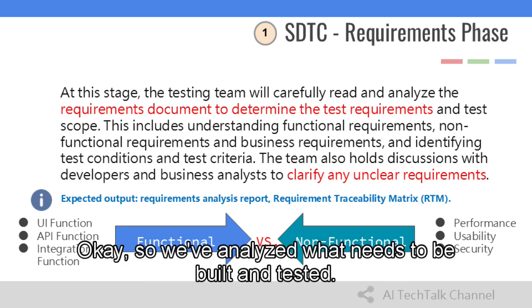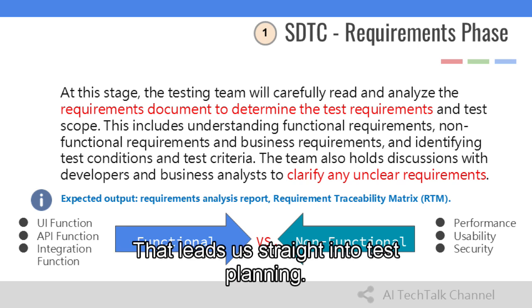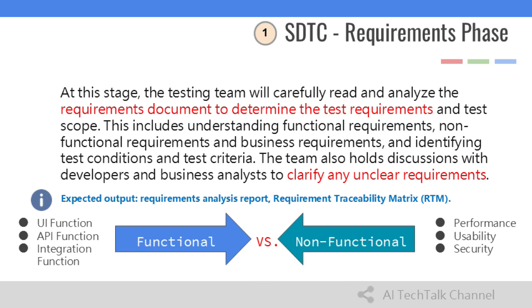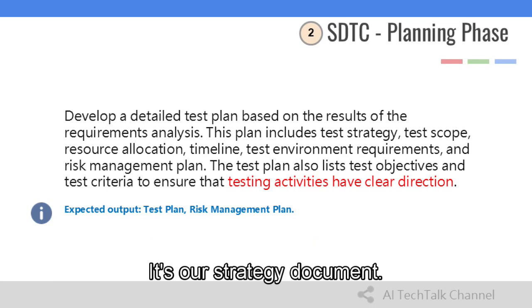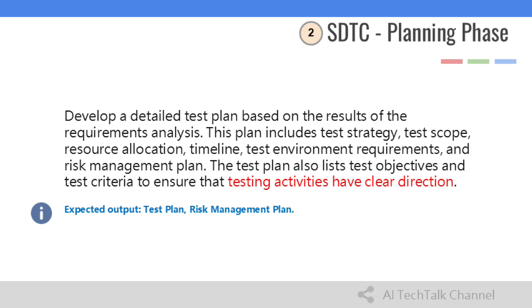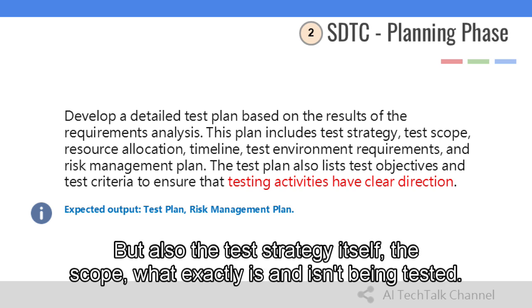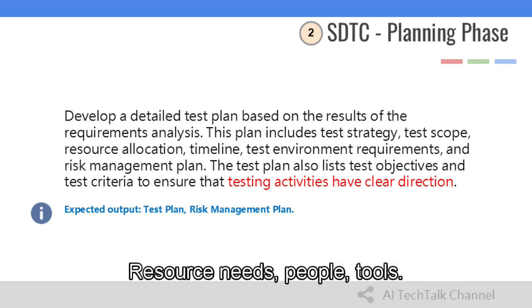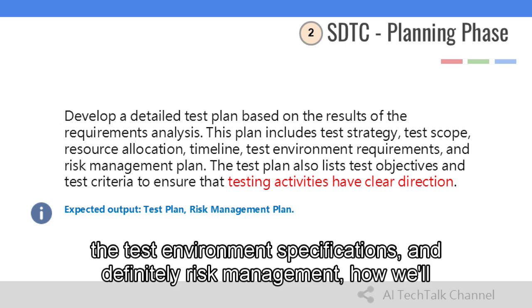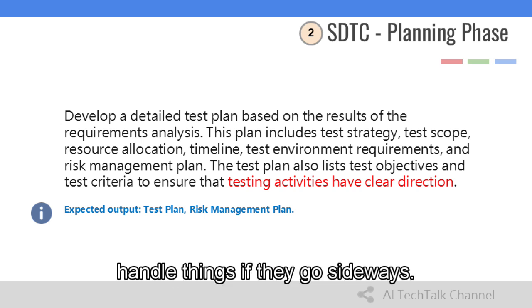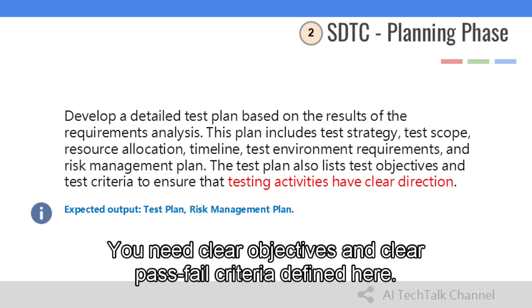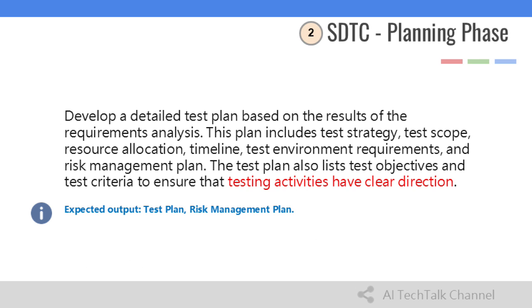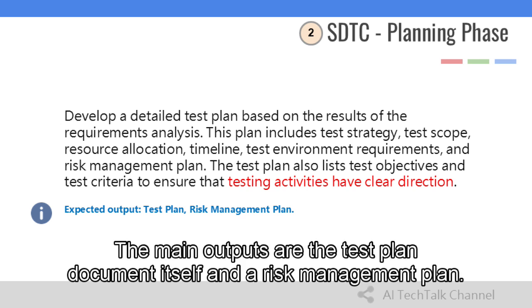So we've analyzed what needs to be built and tested. What's the next step on the map? That leads us straight into test planning. Now we take everything we learned from the analysis and build a detailed test plan. It's our strategy document. Timelines are part of it, but also the test strategy itself, the scope, what exactly is and isn't being tested, resource needs, people, tools, the test environment specifications, and definitely risk management, how we'll handle things if they go sideways. You need clear objectives and clear pass-fail criteria defined here. The main outputs are the test plan document itself and a risk management plan.